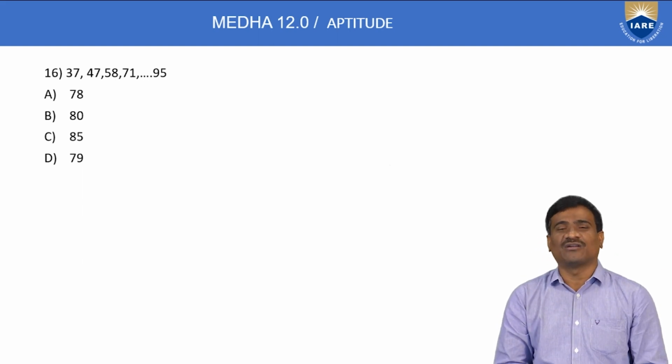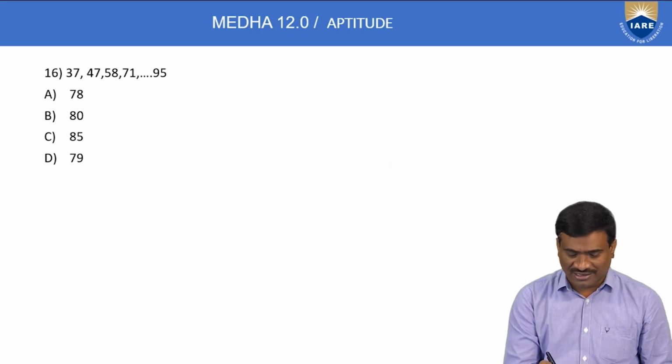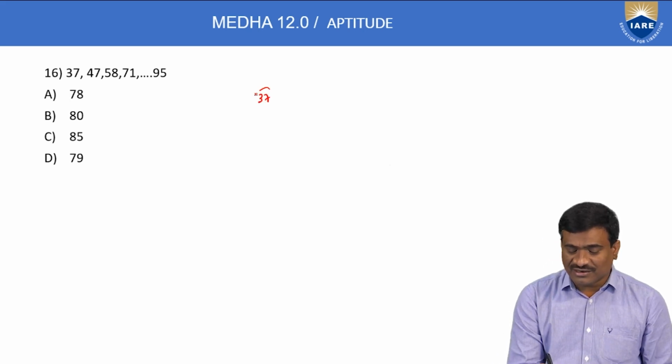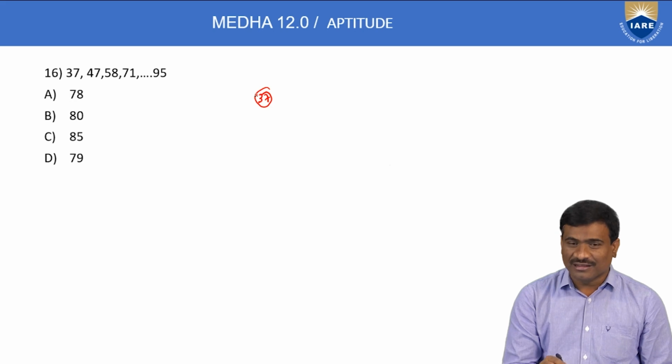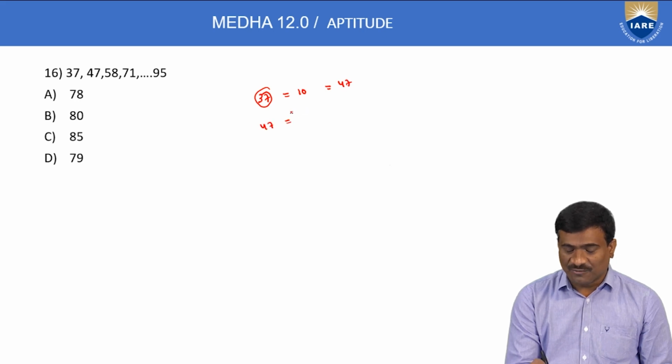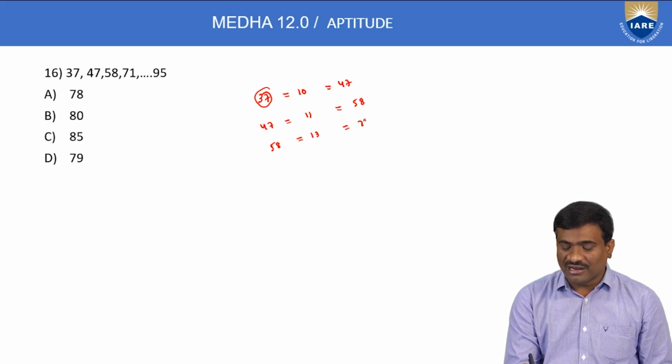Next, apply the logical method. 37: 3 plus 7 is 10, the sum of the digits. 10 plus 37 is 47. Again 47: 4 plus 7 is 11, 11 plus 47 is 58. In 58: 5 plus 8 is 13, 13 plus 58 is 71. In 71: 7 plus 1 is 8, 8 plus 71 is 79.